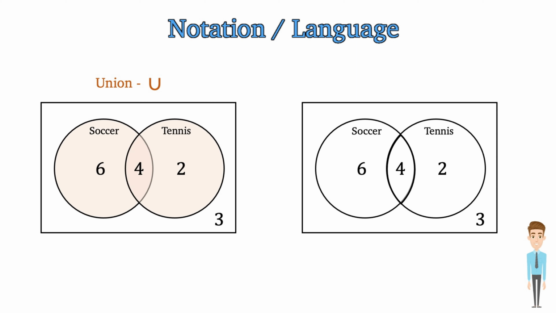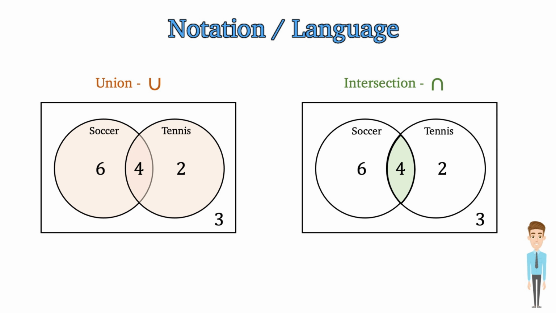Next, learning the notation and new language used. If we describe the whole area of both circles, we call this the union. We use a capital letter U without a tail to represent the union. Next, describing the overlap. We call this the intersection. We use an upside down U without a tail to represent this.